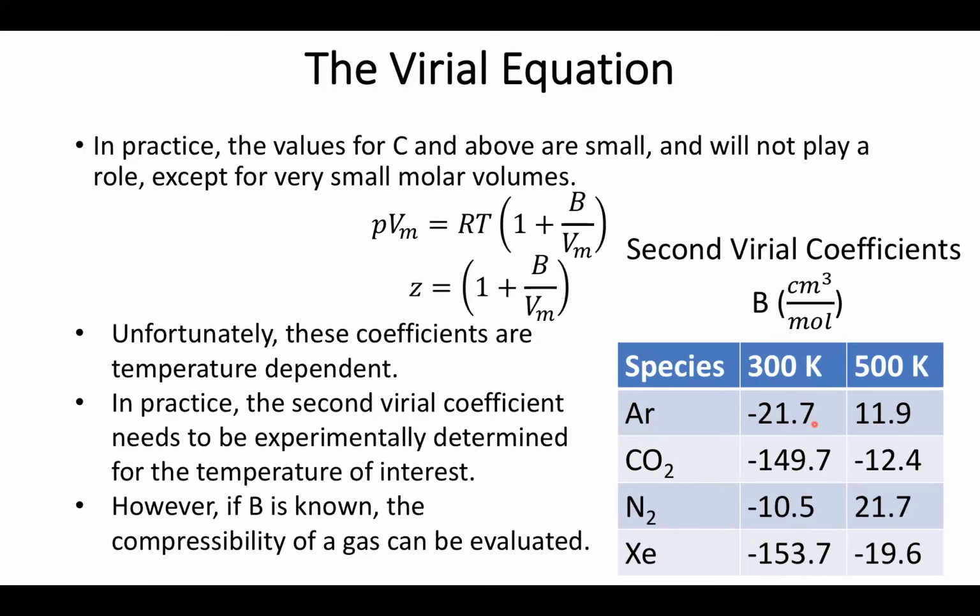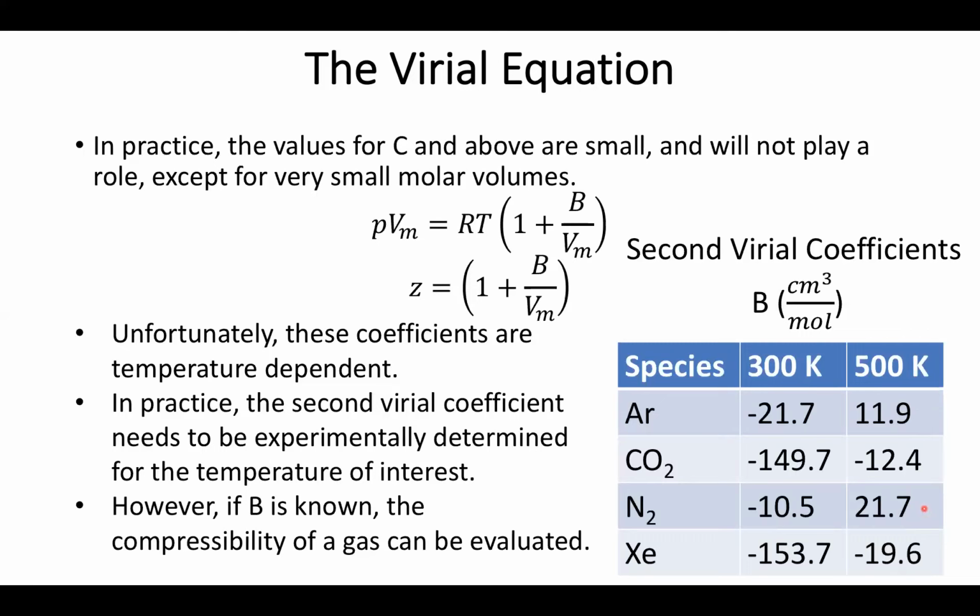And yes, this does even apply to ideal gases like argon and xenon, though xenon makes a certain amount of sense because it is quite large. But as we increase the temperature to elevated conditions, say 500 Kelvin, what we notice is that argon and nitrogen shift from a negative to a positive second virial coefficient, which means that their Z values will shift from being less than 1 to being greater than 1, meaning that they're going to show positive deviations from ideality.